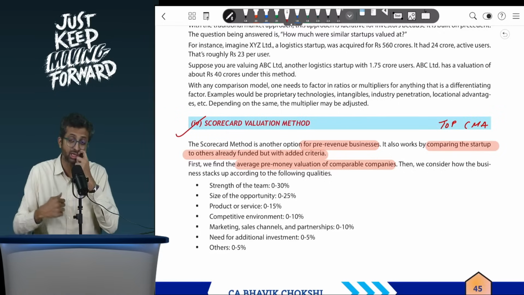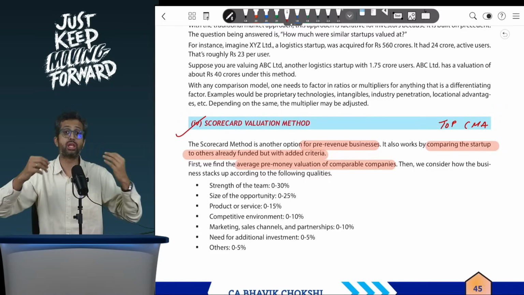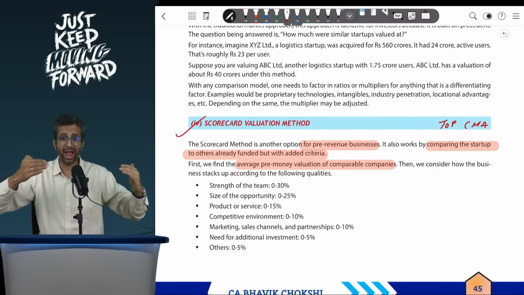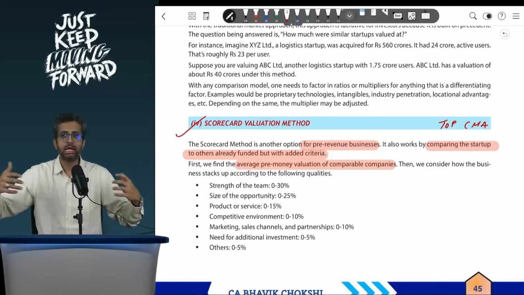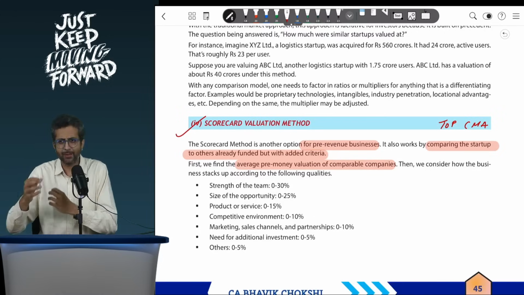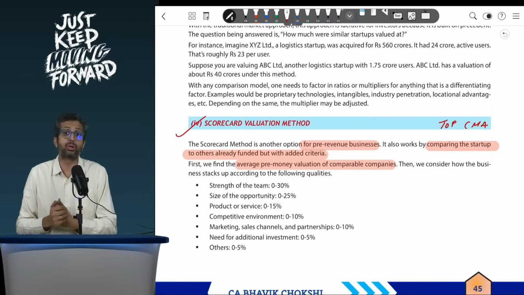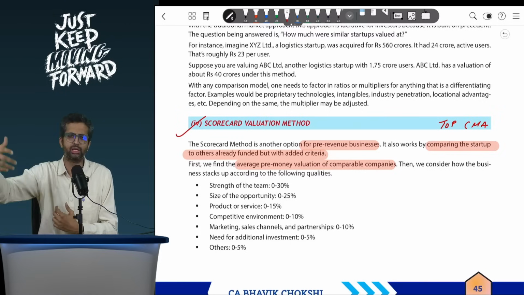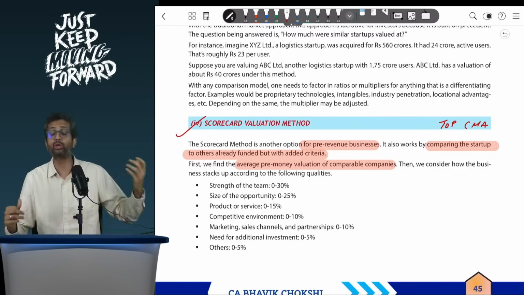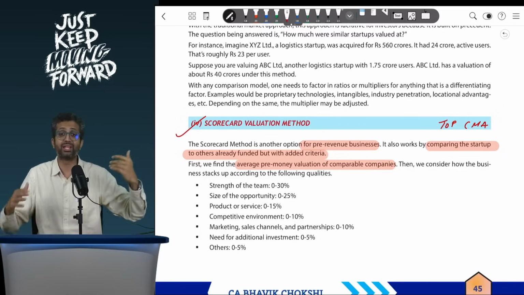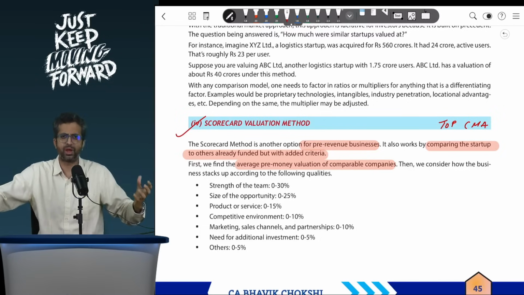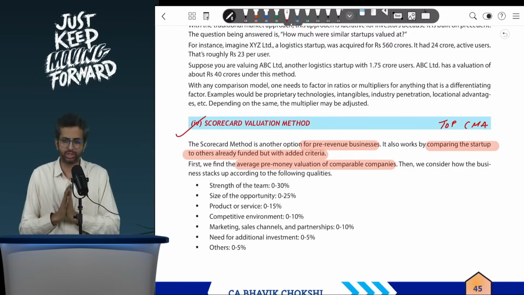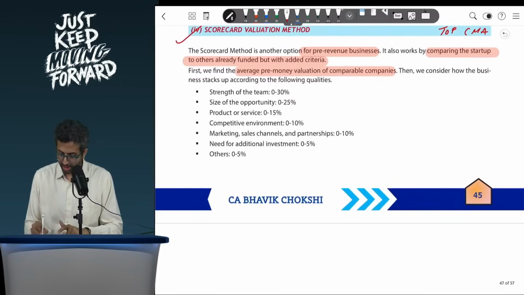Well, not necessarily. We will make a scorecard of how good or bad you are vis-a-vis the average comparable company in the industry. Let us say it on an average comes to 1.5 times weight, then 1.5 into 5 million, that is $7.5 million, should be your value. Or if it comes to 0.75, then 0.75 into 5 million, that is $3.75 million, is your value. So the scorecard method is another option for pre-revenue businesses.